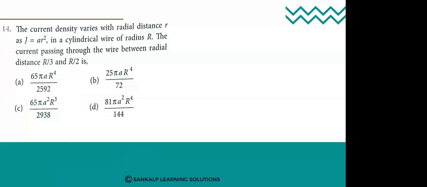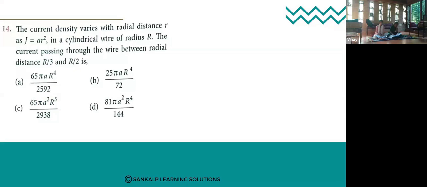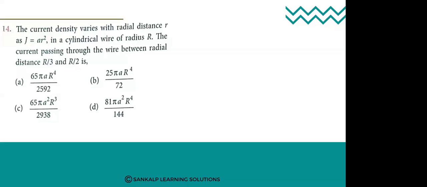Here you can see the first question. The current density varies with radial distance r as J is equal to A r square. In a cylindrical wire of radius R, the current passing through the wire between radial distance R by 3 and R by 2 is? The question is based on the concept of current density. As we know, current density is equal to current per unit area. For current density, they have given one equation, that is J is equal to A r square.